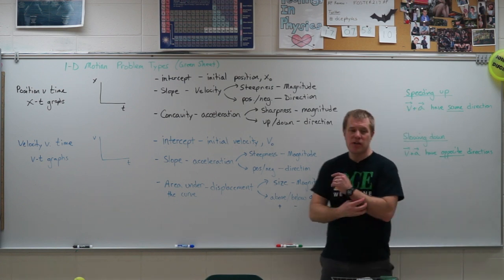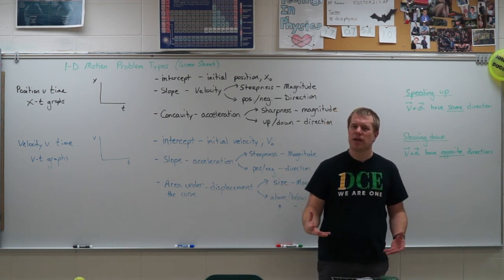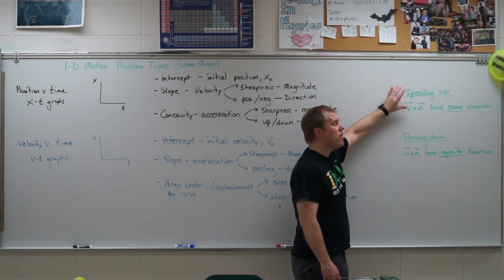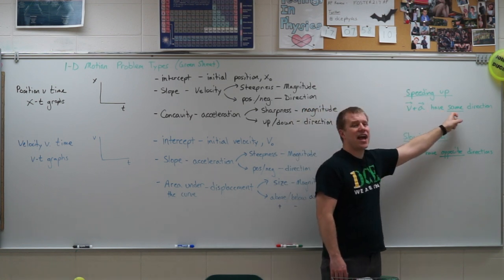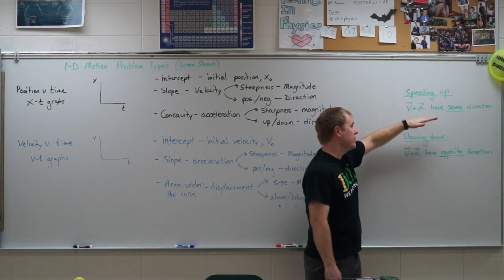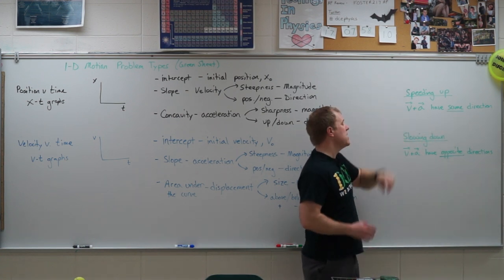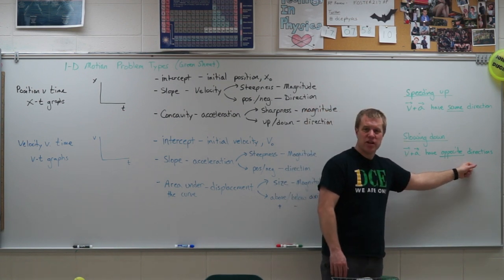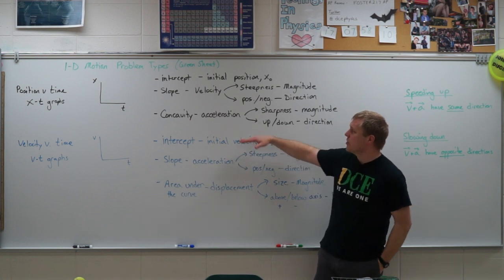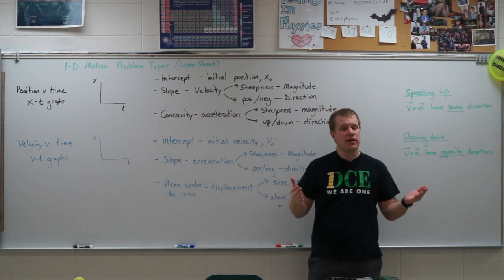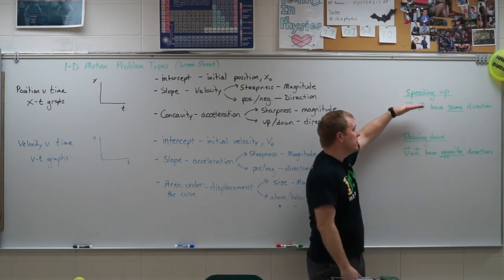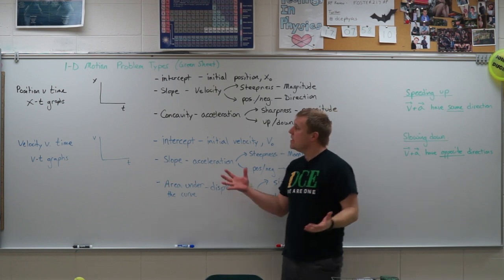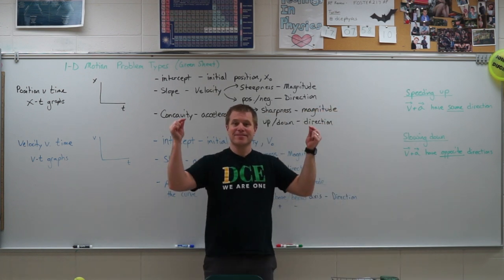Now, up at the top of the green sheet, we don't have a specific problem type for this, but I'd like you to write it on there anyway. If something is speeding up, we know that because velocity and acceleration have the same direction. If they have the same direction, I know it's speeding up. Slowing down means velocity and acceleration have opposite directions. So you should be able to look at these two graphs, look at maybe the slope and the concavity, and determine if they're both positive or both negative, telling you it's speeding up, or if one's positive and the other one's negative, slowing down.